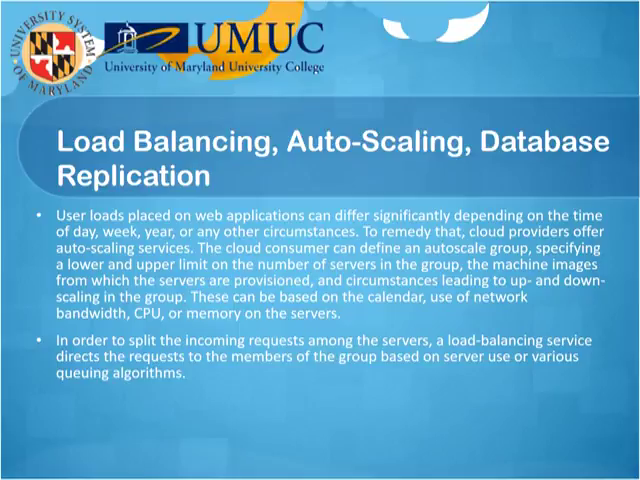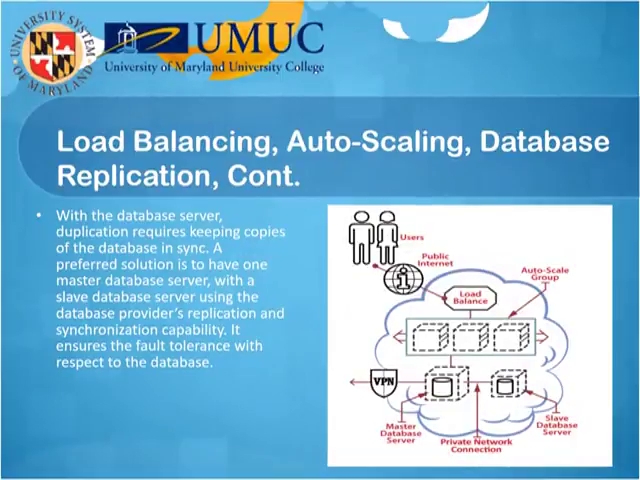In order to split the incoming requests among the servers, a load balancing service directs the requests to the members of the group based on server use or various other queuing algorithms. This architecture is illustrated in the figure on this slide. The database server can be duplicated, which requires keeping copies of the database in sync. A preferred solution is to have one master database server with a slave database server using the database provider's replication and synchronization capability. It ensures the fault tolerance with respect to the database.